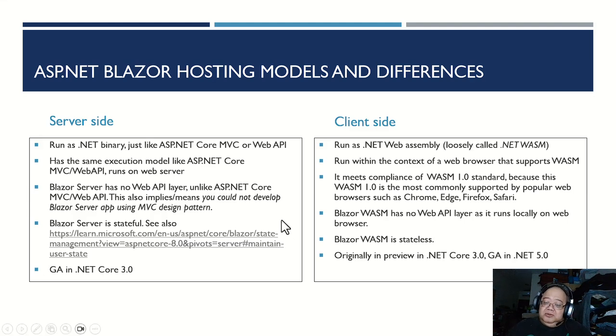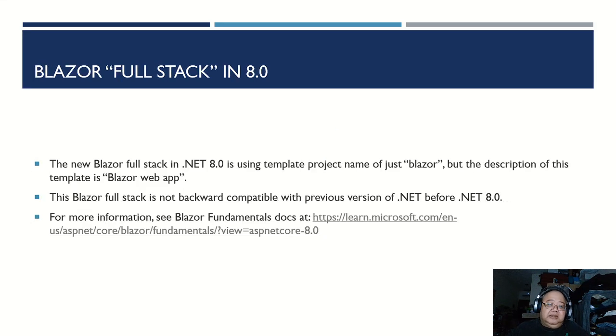Microsoft should also be clear about this. I'll show you in the documentation, because it is not quite explicit enough to explain this. Now we have Blazor full stack in 8.0. This is the Blazor Web App, and the template project name is just Blazor. So you'll see that I was thinking, okay, this Blazor is just the normal Blazor that comes with 8.0. No, it is the new one, and it's just using Blazor.